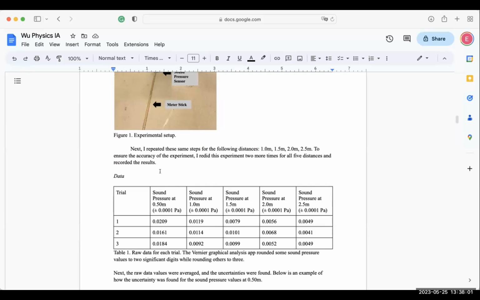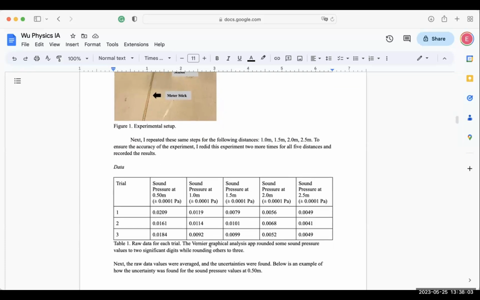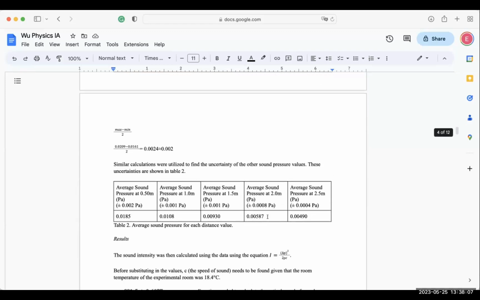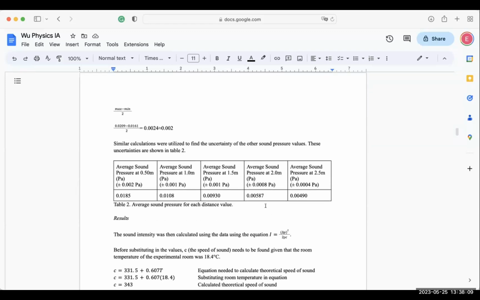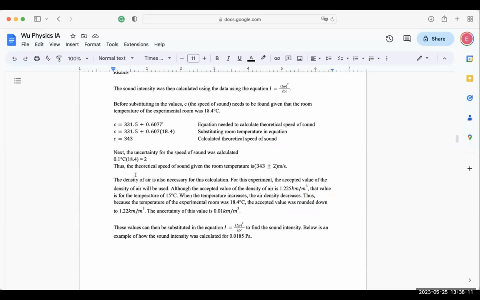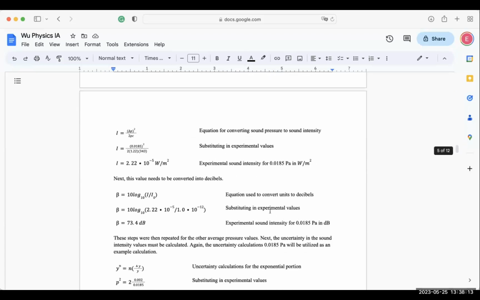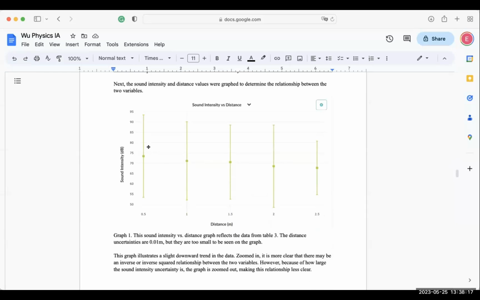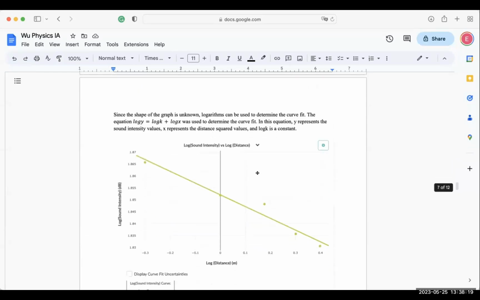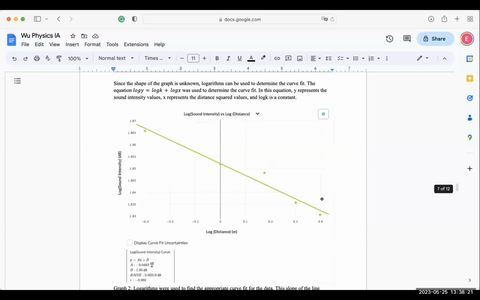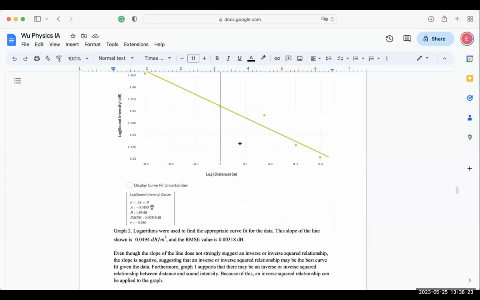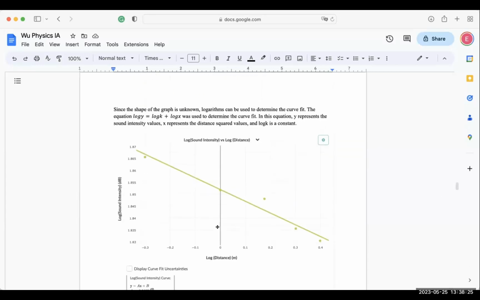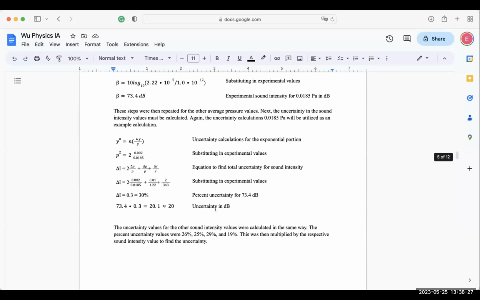But basically, I got data from Vernier, and then I did a bunch of math here. It's kind of boring. But basically I ended up taking the data and plotting it on this graph, and then used logs to apply a curve fit. And a lot of what this is, is just determining uncertainty.